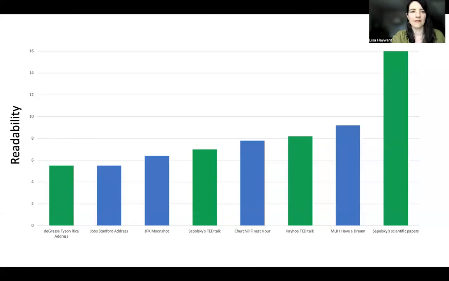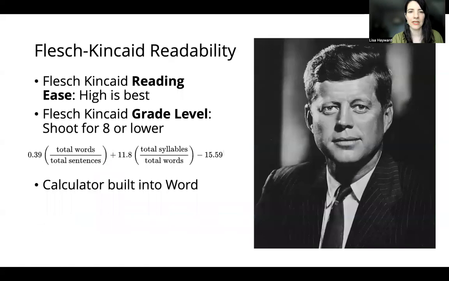Martin Luther King, I Have a Dream, was a 9th grade level. And so you can see all of these orators, all of these talented science communicators, they're all able to get their readability down into kind of a middle school level. And this is an important skill, and this is something we want to work toward today. So how do we do this?